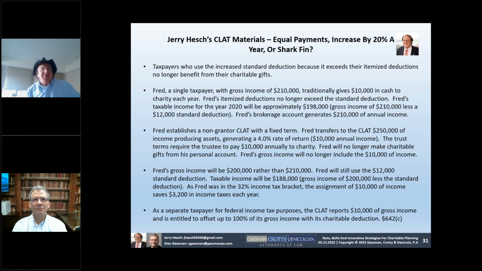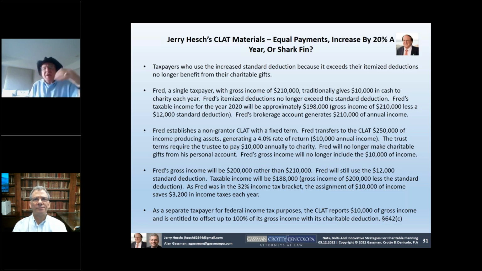So I get a charitable deduction of $1 million for $1 million going into the trust. So that means the value of the remainder interest going to my children at the end of 20 years is zero. And we call that a zeroed out CLAT. So the key here is, again, the more money in the trust, the more income it can earn.